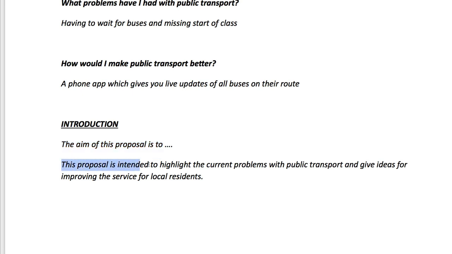Or you can start it a different way. This proposal is intended to highlight the current problems and then whatever your question is about. Here's the subject, with transport. And give ideas for improving. So those parts of the sentences that I have highlighted in yellow are very useful and can be used in several different kinds of proposals. It's excellent English and it starts out your answer very well, so try to remember them.